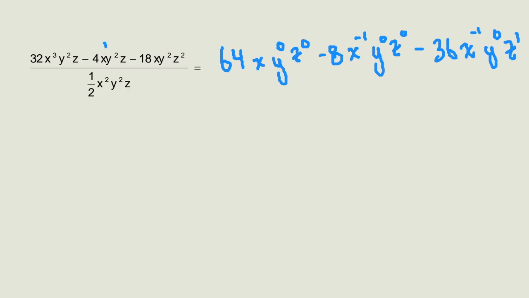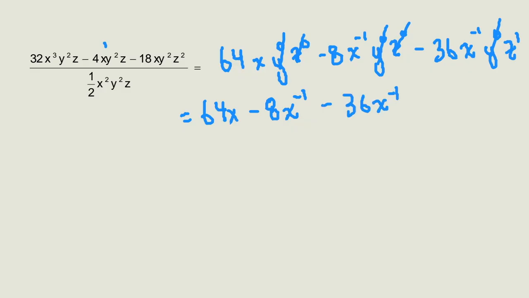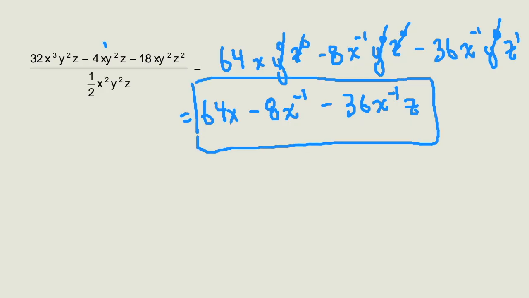Okay. Gone, gone, gone, gone. So I'm left with 64x minus 8x^-1 minus 36x^-1 z. And that is my final answer because I cannot combine these. I have an x, then I have an x with a negative 1, and then I have an x with a negative 1 with a z. So that is your final answer.